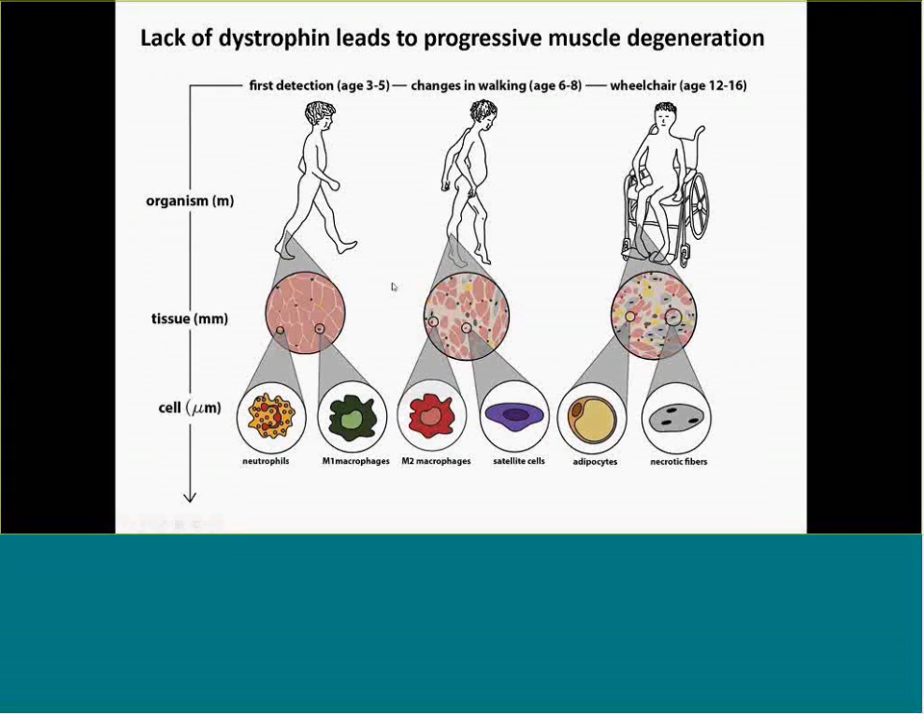And so here, we're looking at the effect of the disease at all scales. At the high scale, we can see that we're affecting the ability for these children to move.